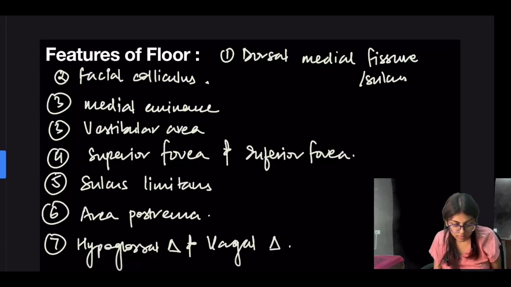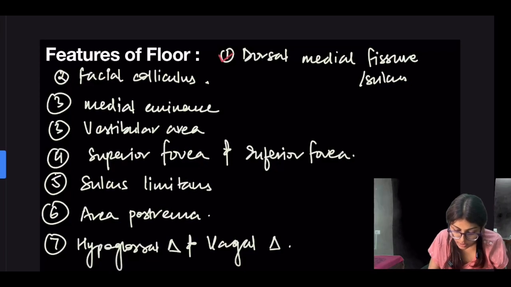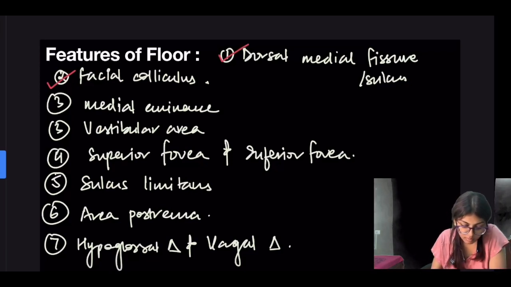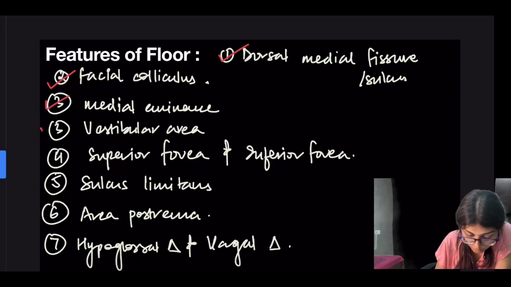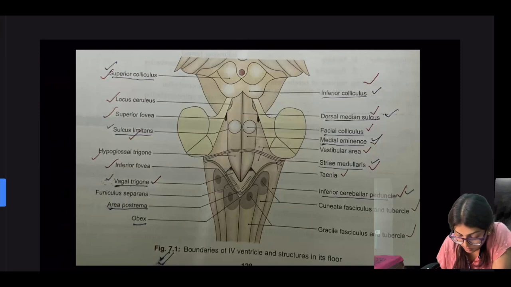Let's see all these in the diagram. So the features of the floor are: first the dorsal median fissure or sulcus, the facial colliculus, medial eminence, vestibular area, superior fovea and inferior fovea, sulcus limitans, area postrema, and the hypoglossal triangle and the vagal triangle. So this is the structure of the floor.